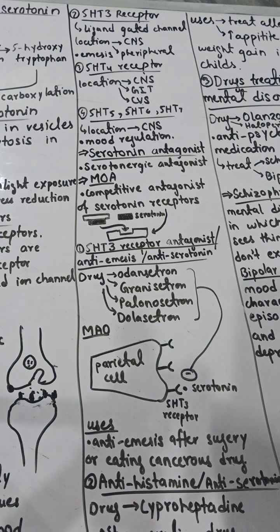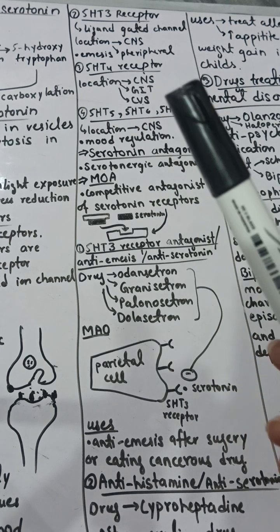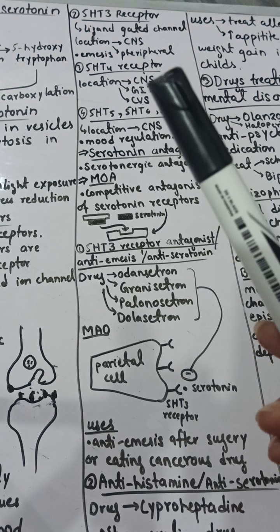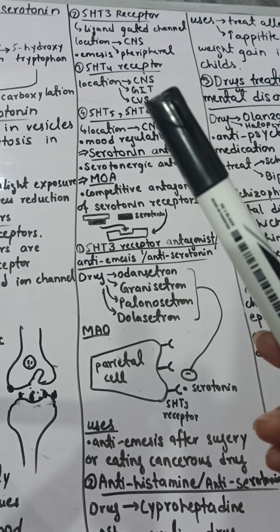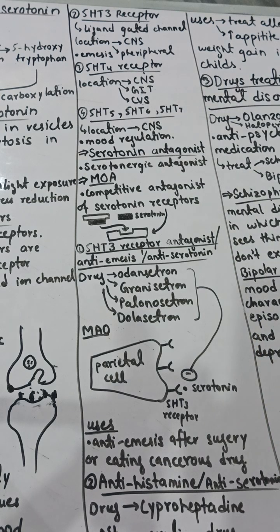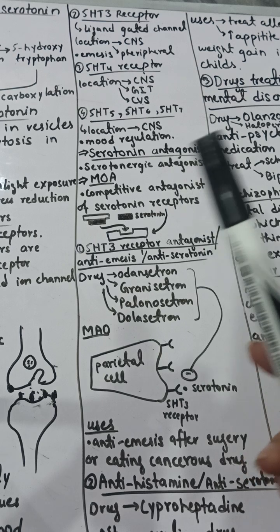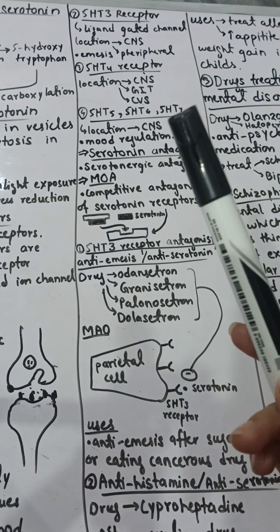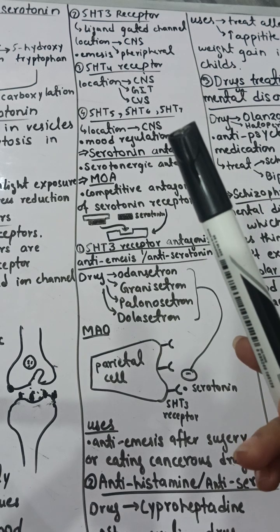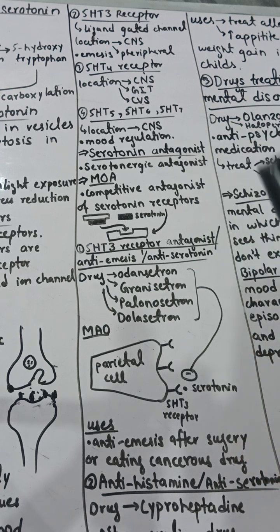The third receptor is the 5-HT4 receptor. It's located in the central nervous system, in the GIT, or in the CVS, meaning cardiovascular system. So they have a little bit of effect on your heart functions also, but the effect on the heart is very negligible. We will not discuss that. So the next is 5-HT5, 6, and 7. They all are located on the CNS and play an important role in mood regulation.